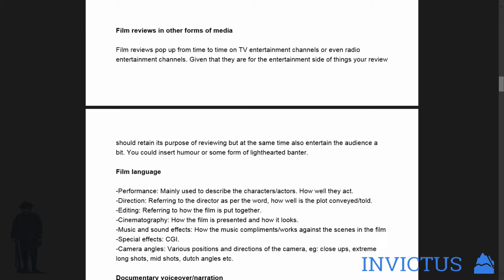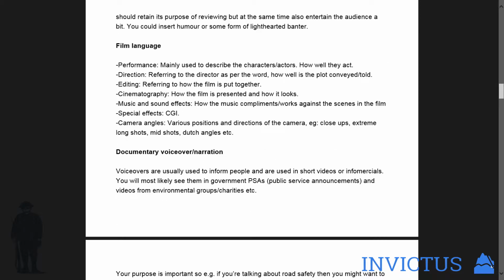So some film language that you might want to include: performance, direction, editing, cinematography, music and sound effects, special effects, SFX and FX, and camera angles.